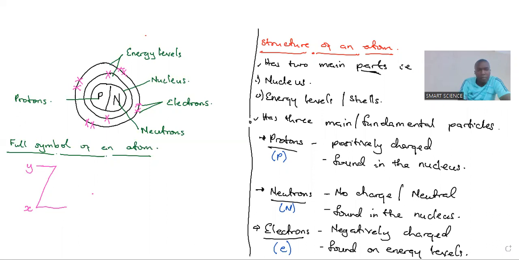So each letter represents something which is very crucial in the understanding of an atom. The letter below, which we call the subscript, represents what we call the atomic number.